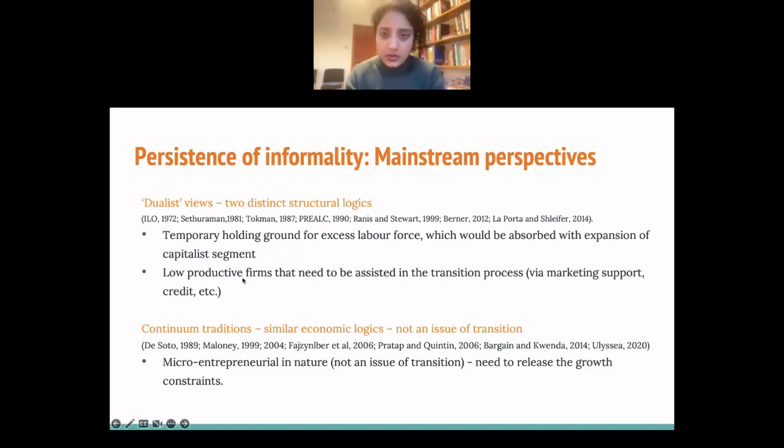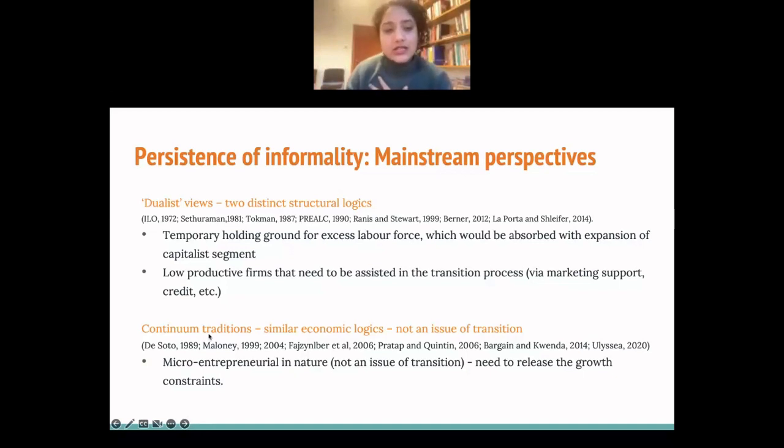One was the dualist view. The dualist view was still of the kind where they said that, yeah, the informal sector and the formal sector have two very distinct structural logics, with the old kind of dualism. It still had that, even if now it's occurring in the urban and the industrial space. But their idea was that, look, it's just a temporary holding ground of the excess labor force, and that would eventually be absorbed with expansion and with more growth in the economy.